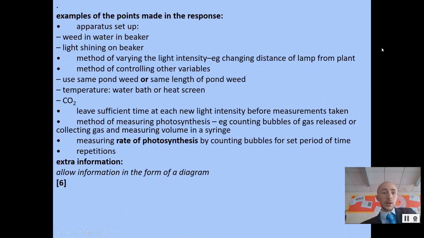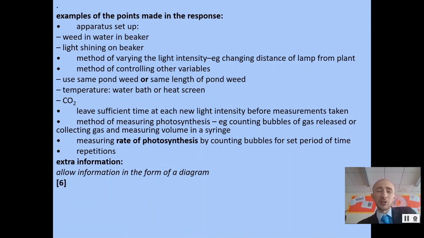So, the mark scheme then. The first thing to say is that this is not an exact mark scheme. In reality, any 6 mark question will be levelled. You get 1 or 2 marks for a very basic idea of how you do it, 3 or 4 marks for a method that would get you reasonable results, and 5 or 6 marks for the perfect method.